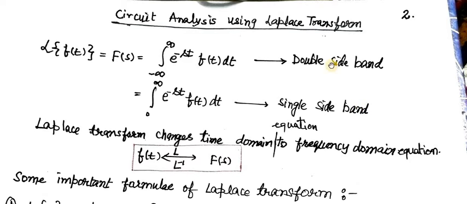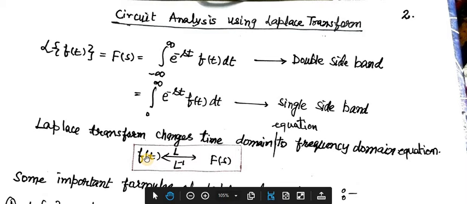Technically, the double sideband Laplace transform is equal to the integral from minus infinity to 0 of e to the power minus st f(t) dt plus the integral from 0 to infinity of e to the power minus st f(t) dt. In this condition we have assumed that the integral from minus infinity to 0 is equal to 0, which means we are talking about initial conditions equal to 0 for the single sideband Laplace transform. Okay, and it is clear that the Laplace transform of f(t) is F(s), and the inverse Laplace transform of F(s) is equal to f(t). Done?